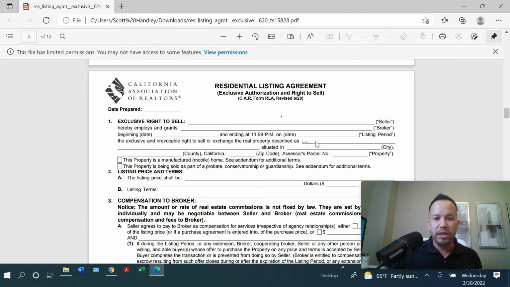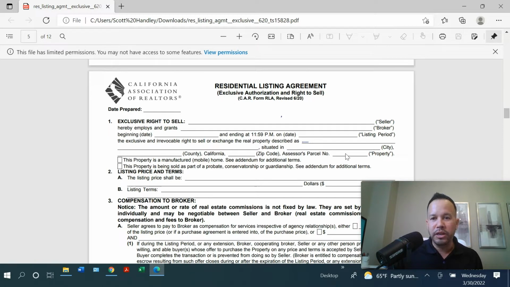Next is going to be the property. So I just put some dots here just so I could get the form, but let's say it's 1234 East Main Street, Fresno, California, 93720. Okay. So you're going to put the address here, situated in the city here, the county. In my example, it would be Fresno, and then the zip code.